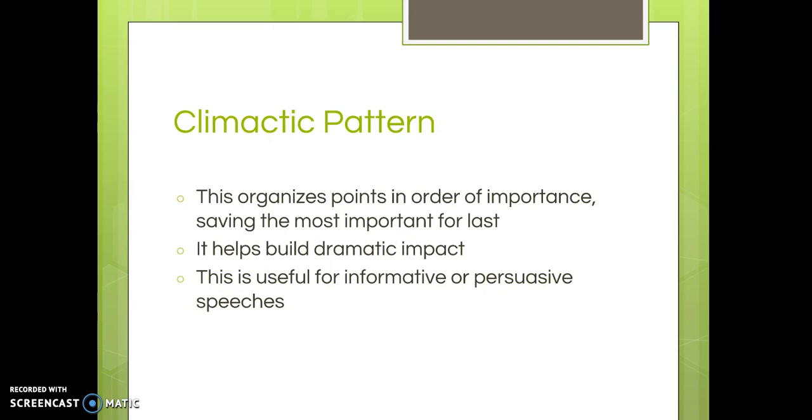The climactic pattern organizes points in order of importance. That saves the most important for last, kind of like getting to the climax of a story. So climactic, climax. It helps build dramatic impact and is useful for informative or persuasive speeches.